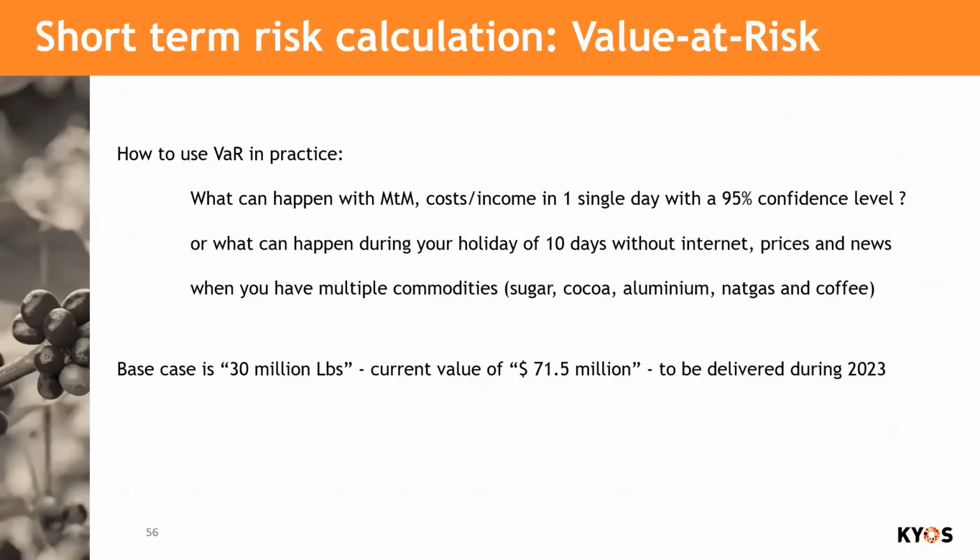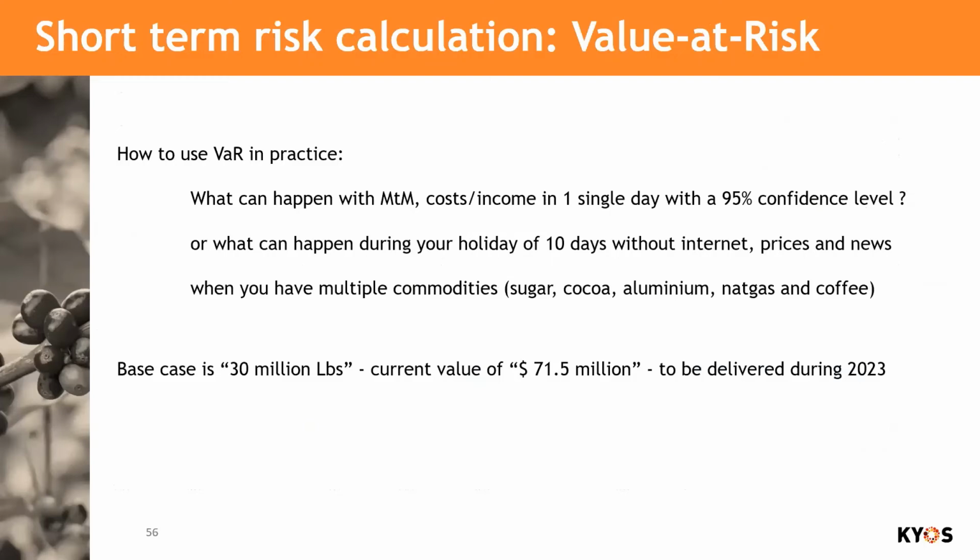We know the base case, 30 million pounds. We know the current value, 71.5. And we have done some number crunching. And like I said, the high and the low, I've seen the highest price rise with 18 cents on the pound. I know that the normal daily average is 2. So probably it will be somewhere in the middle.